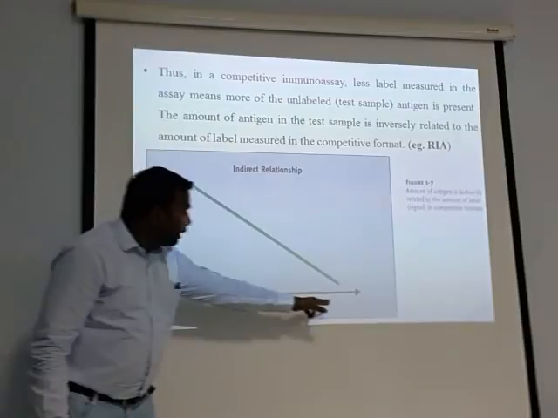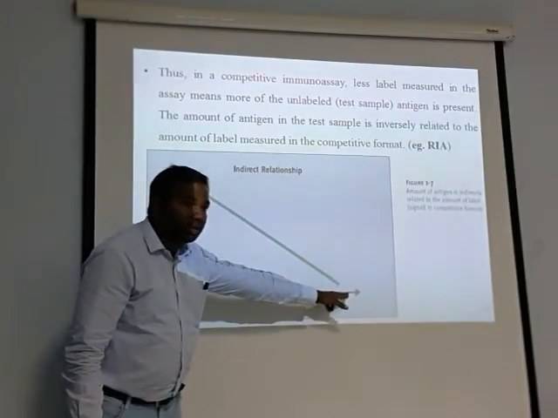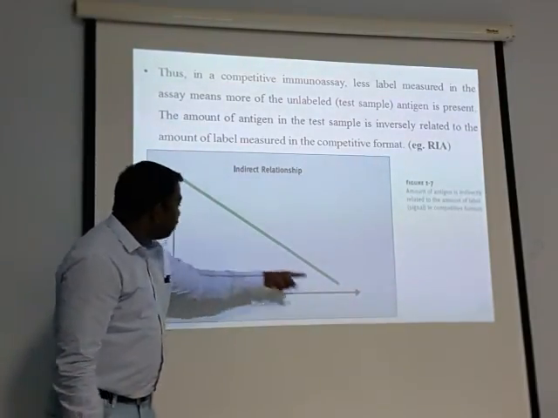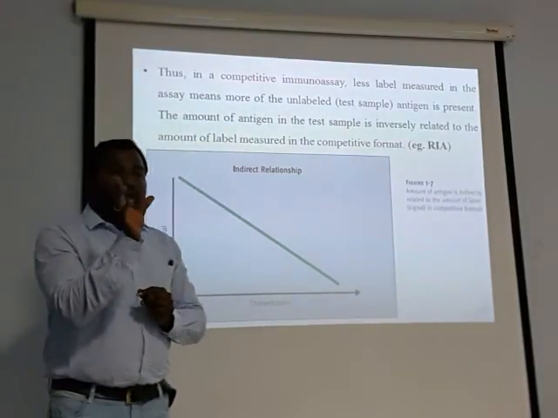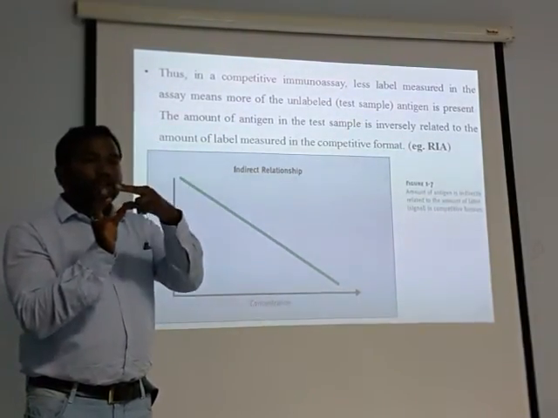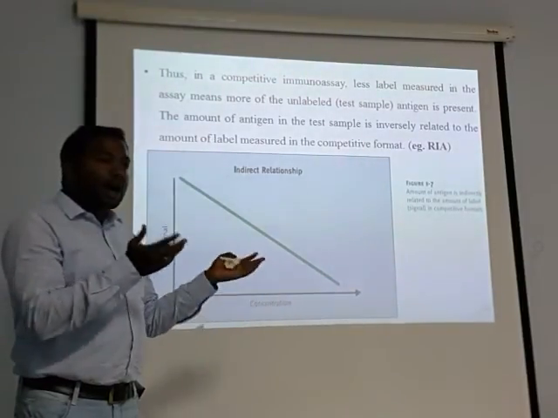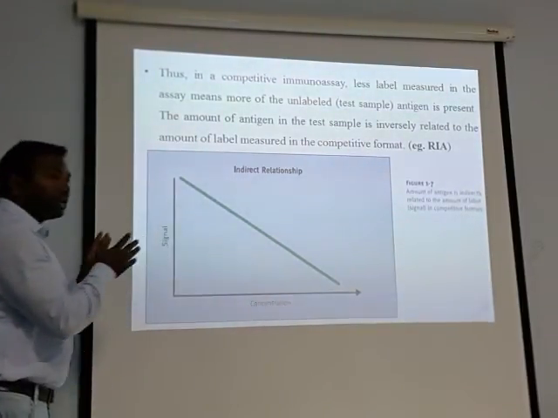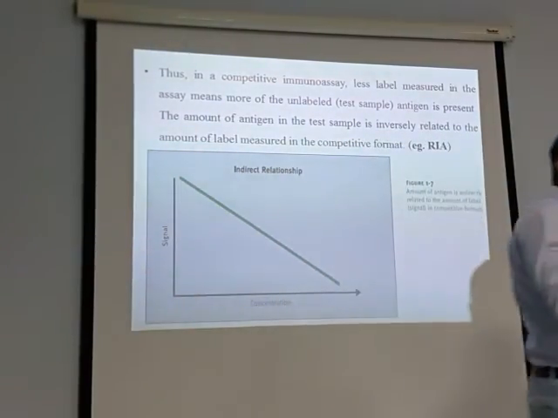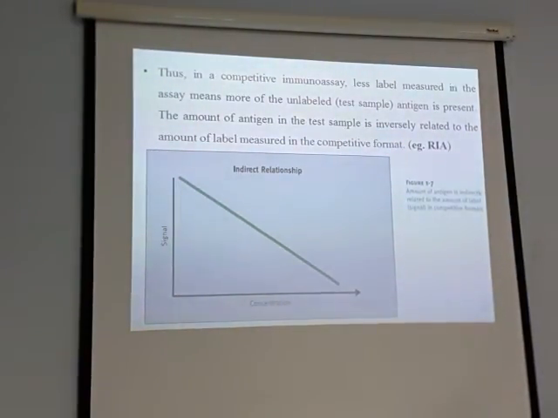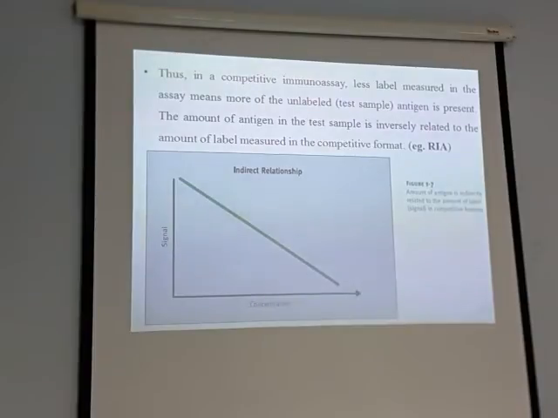If the labeled antigen is high, the signal will be low, meaning the antibody is occupied by more labeled antigen, so there is no space for the unlabeled antigen. So this is the competition. It is indirectly proportional. If labeled antigen is more, unlabeled antigen will be less. If unlabeled antigen is more, labeled antigen will be less. So competitive is indirectly proportional.